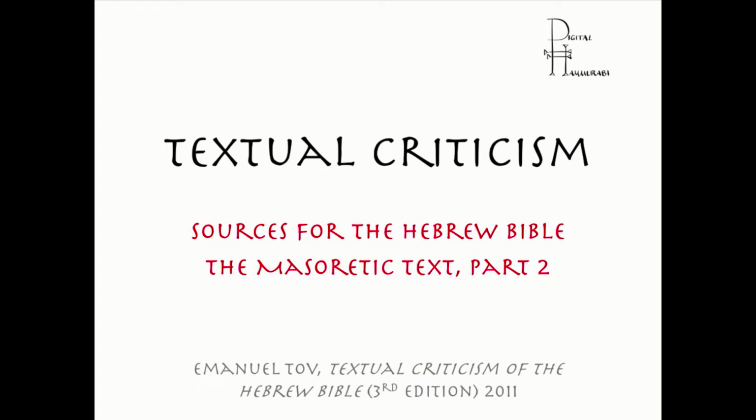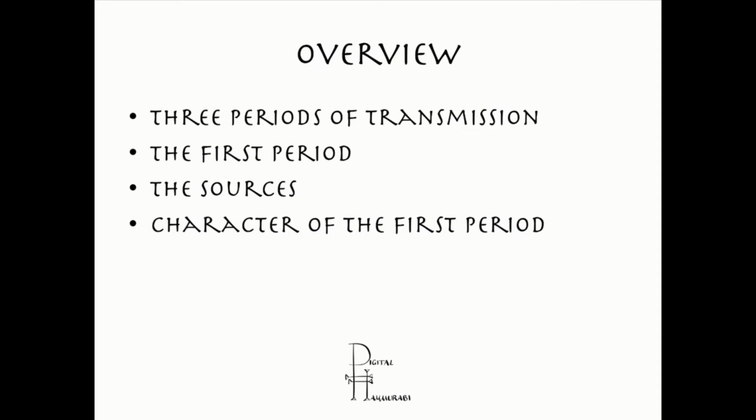Welcome back everyone to part 2 of the Masoretic text tradition. Here in this series on textual criticism, again we're using Emmanuel Tov's Textual Criticism of the Hebrew Bible. And we're looking at the second part of the transmission of the Masoretic text. So let's get started. We're going to look first at what the 3 periods are, then discuss the first period in a little bit of detail, and pick up tomorrow and Monday on the second and third periods.